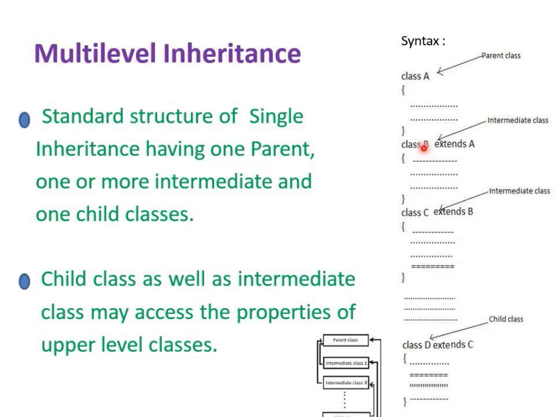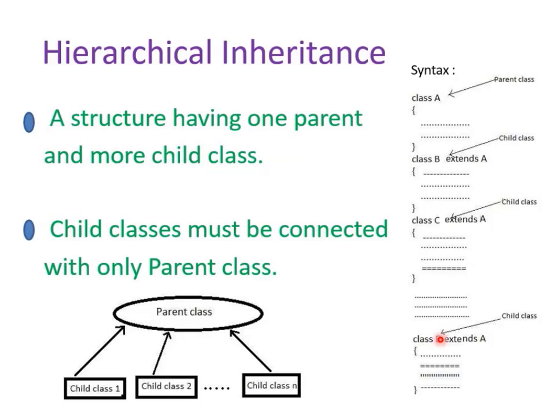Class B extends from A, class C extends from class B, class D extends from class C, class E extends from class D. And in hierarchical inheritance, each child class is directly inherited from the parent class, a structure having one parent and more children. The syntax of hierarchical inheritance is class A, which is a parent class, then class B extends from A, class C extends from A, class D extends from A. So this is hierarchical inheritance.